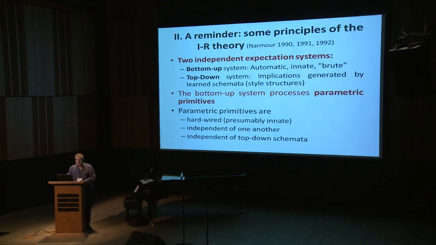So I'm going to go through this fast because you have heard much better presentations of the basics of the theory today, but these are the points that would be relevant to my later discourse. So the theory suggests 2 independent expectation systems: a bottom-up system, which is automatic, innate, hardwired, brute, and a top-down, learned system in which the implications are generated by schemata learned from our experience, primarily our musical experience. And the bottom-up system processes parametric primitives which are hardwired, and though they interact with one another and later with top-down schemata, initially they're independent.